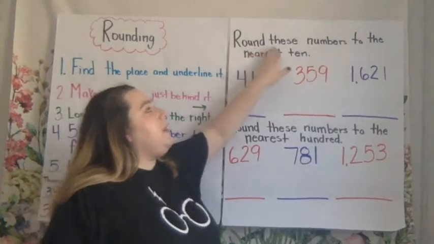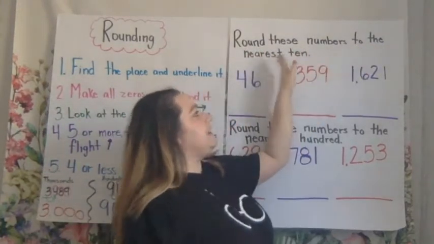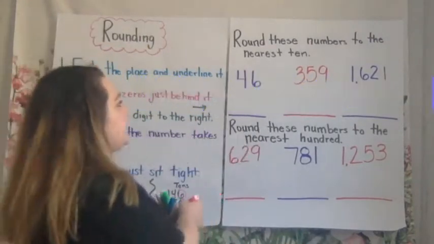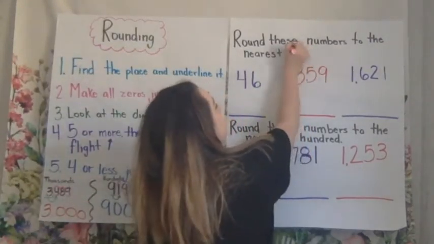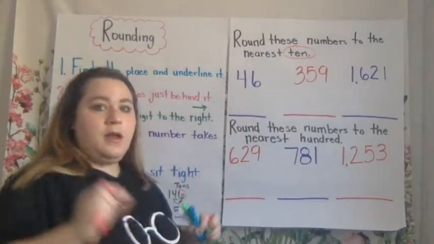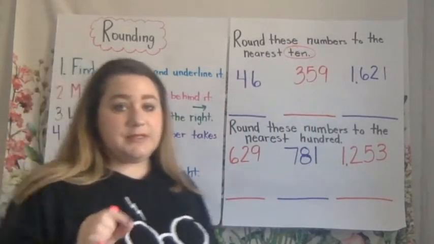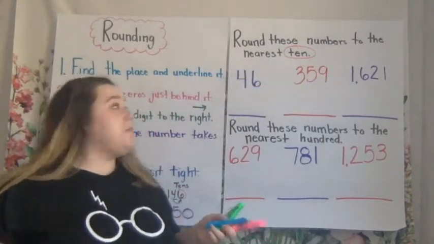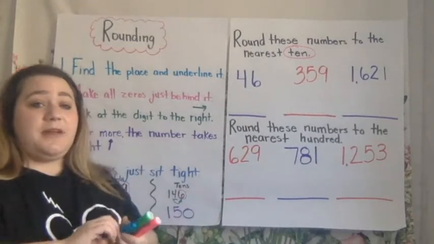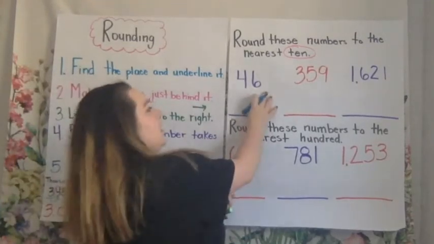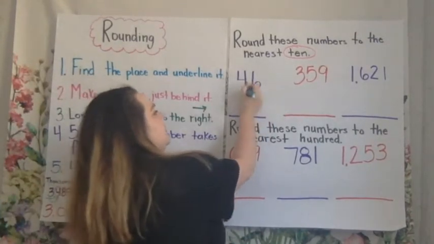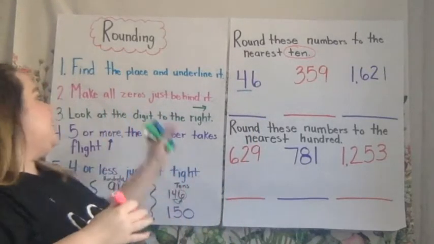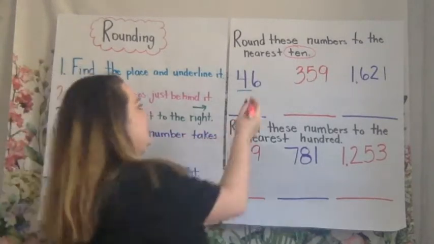It says round these numbers to the nearest 10. To the nearest what? 10. So first things first, I'm going to circle 10 because now I know that I'm rounding to the nearest 10. All right, so now I'm ready to get started with my normal steps. My first step, I find the place and I underline it. I know ones, tens, so I can underline the tens place. Then step 2, I make all zeros just behind it.